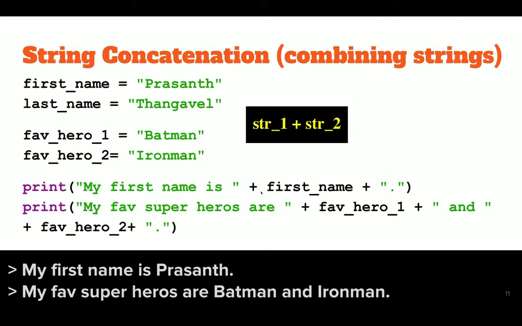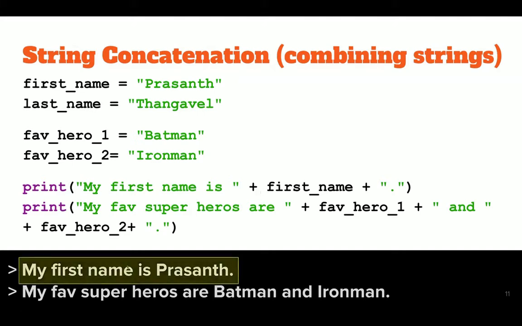To combine strings, we have to use the plus symbol. You may ask, isn't the plus sign for adding numbers? Yes, you are absolutely correct. Python uses the same sign for both adding numbers and combining strings. In fact, it is smart enough that when it sees two numbers, it will add, and when it sees two strings, it will combine them.